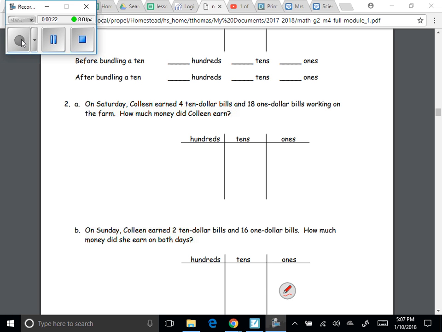Well, part of my steps for solving word problems tells me first read the problem, which I did, underline the question, which I did, to find out what I'm being asked. How much money did she earn? And now I find important information. Well, it says she earned four $10 bills and 18 $1 bills. So I have to figure out an equation that would go with this.